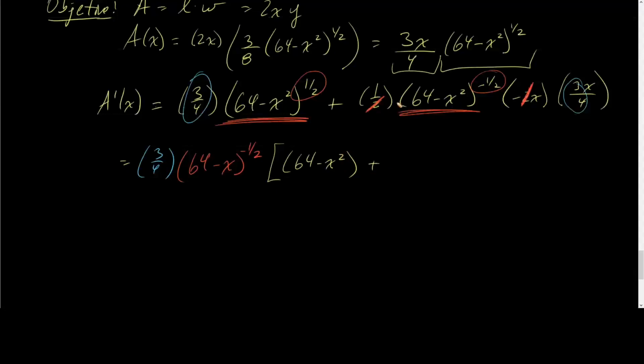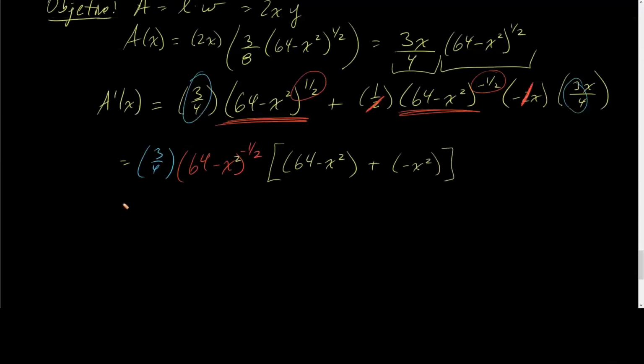Plus, what are we left with on the other side? 1. Well, 1 times anything, we don't really write it. 64 minus x squared to the negative 1/2, that's what we factored out over here. Ooh, x squared, look at that. This negative, we never took it out. This x, we never took it out. These 3/4 we took out, but this other x we didn't take out, so we have plus negative x squared.